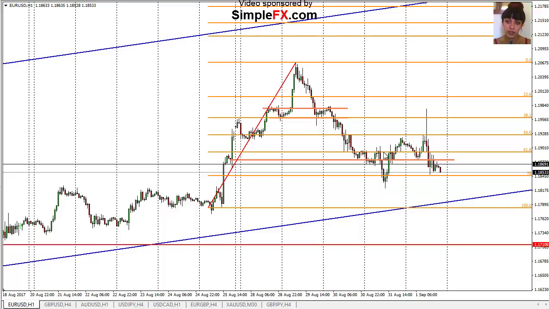Because look, it's the 61 Fibonacci level. This is when the market went down. This is where you expect it to stop, for example, right? If you don't use a trailing stop, you can think using the Fibonacci. Or you can see 78.